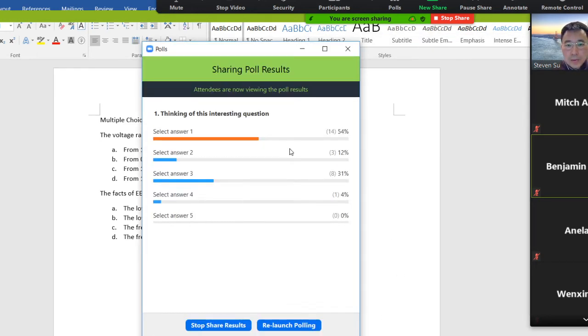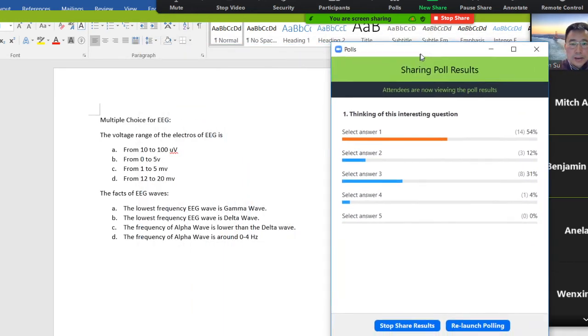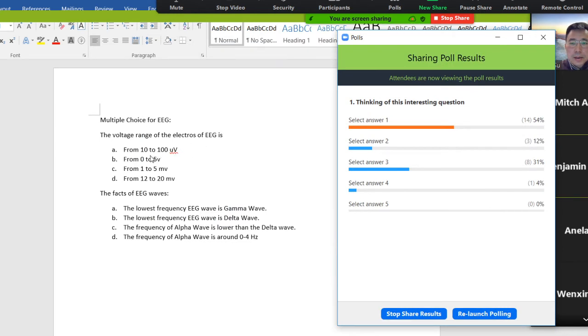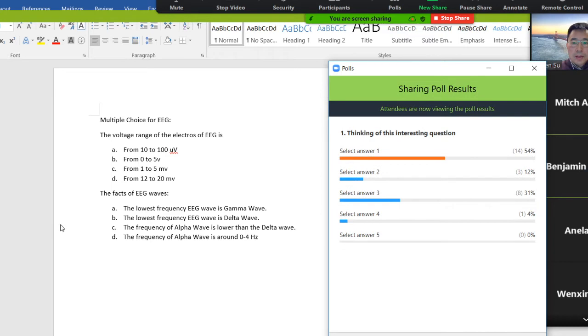So it's very good. The first answer is correct. Normally EEG is around 10 to 100 microvolts. C is for ECG. ECG is from 1 to 5 millivolts. Others are not right. So how about the next question?